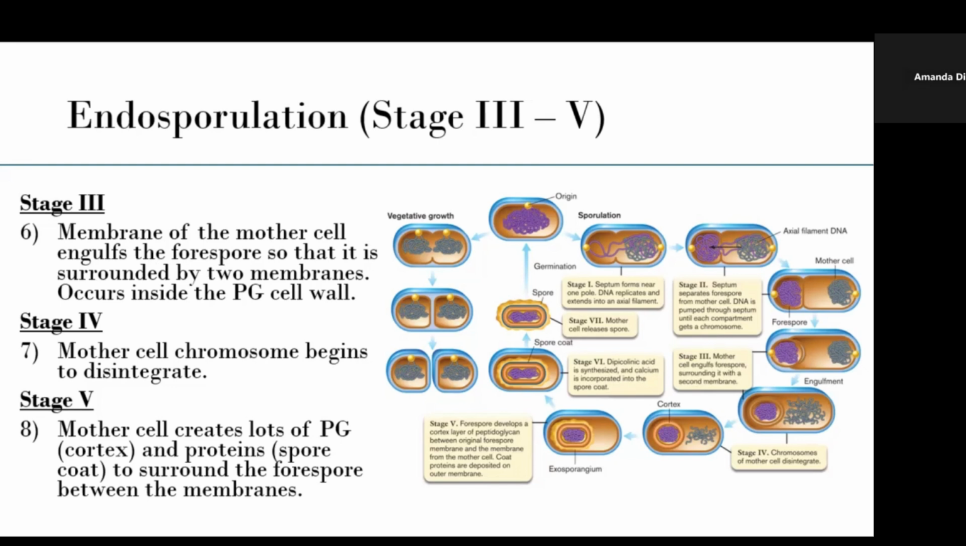In stage 6, the mother cell's chromosome begins to disintegrate. While this is happening, the mother cell is directing, make tons of peptidoglycan, make tons of protective proteins, and surround that little forespore. So it's trying to create all these things to protect the forespore while it degrades its chromosome.